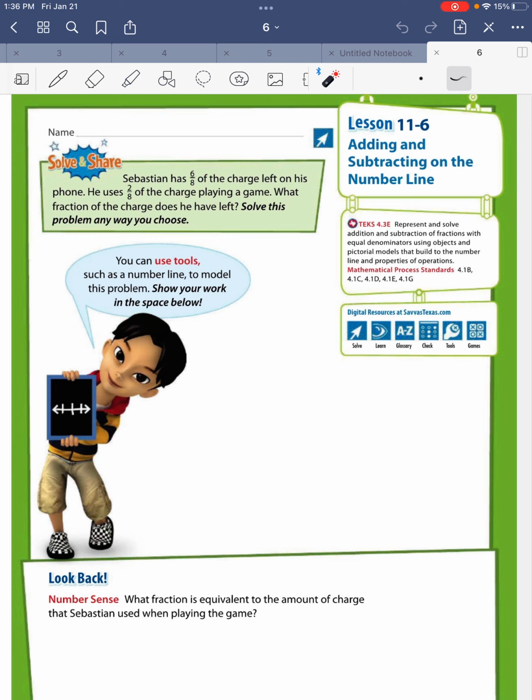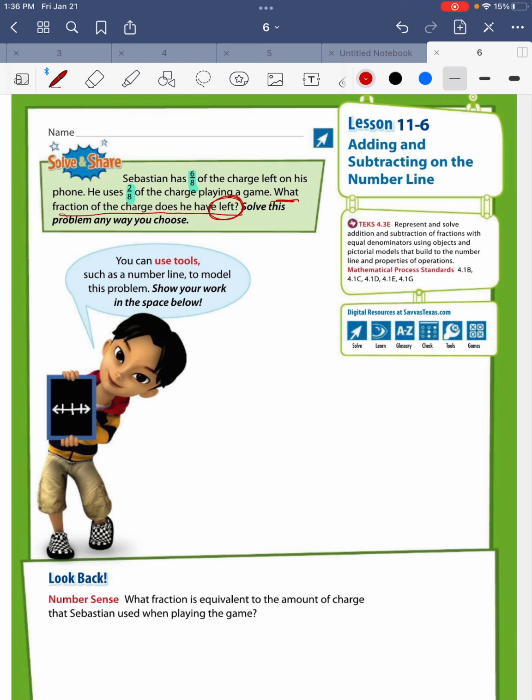So it says, Sebastian has 6/8 of the charge left on his phone. He uses 2/8 of the charge playing a game. What fraction of the charge does he have left? Okay, so he has 6/8 left, and he uses 2/8 of it, and it's asking you what fraction of the charge does he have left.